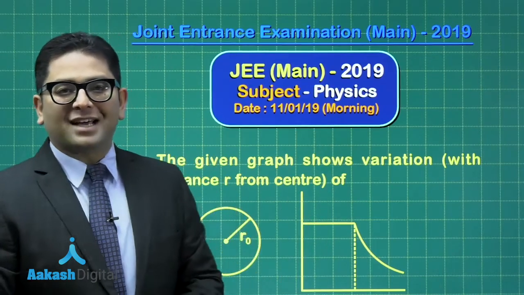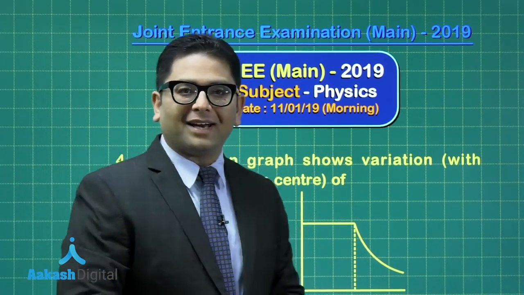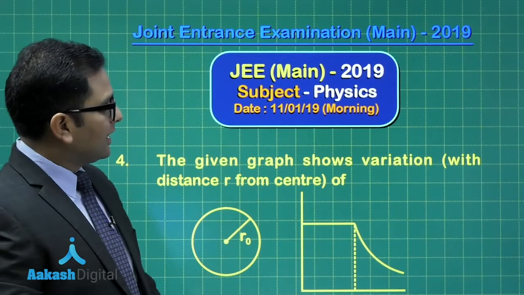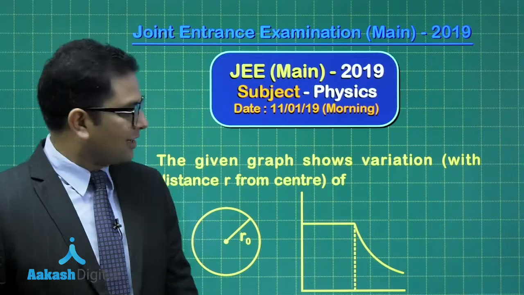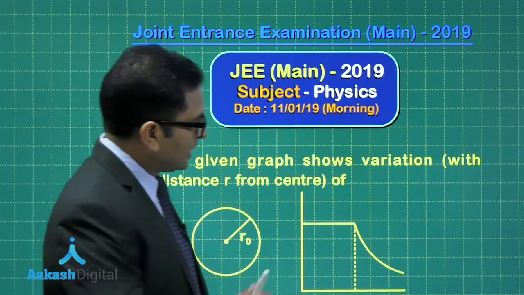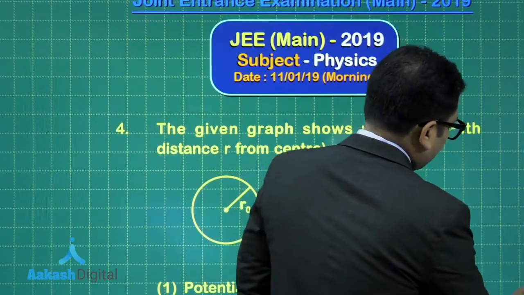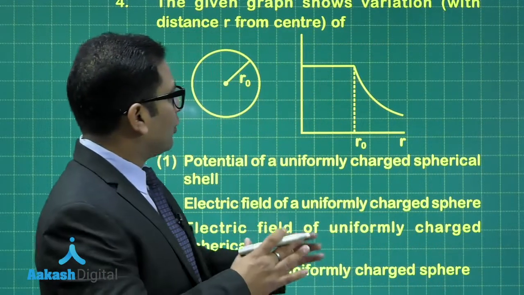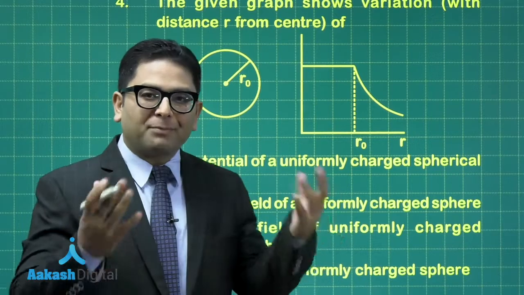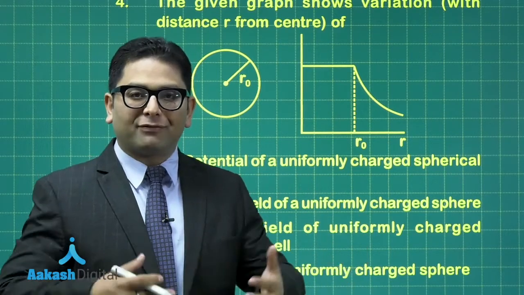Fine then, now it's time for question number 4. And question number 4 is something like this. The given graph shows variation with distance r from center of. So here is the given situation where we need to see. So this is the graph and the question says, now this graph represents or corresponds to the graph of what?